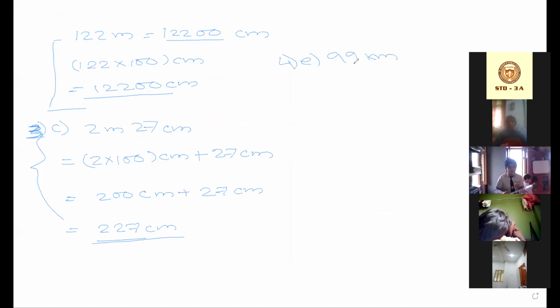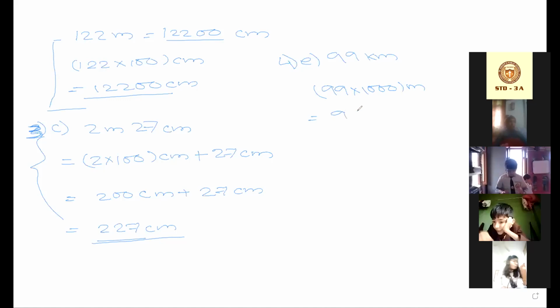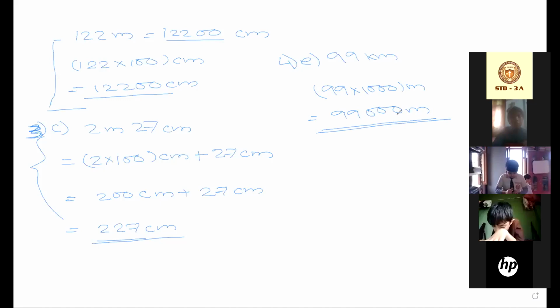99 km. You need to convert this into meter. How can you do that? Simply, to convert kilometer into meter, you need to multiply with 1000. So 99 into 1000. So it becomes meter. So 99000 meter. So this is the answer. In a similar way, you can do all the maths.